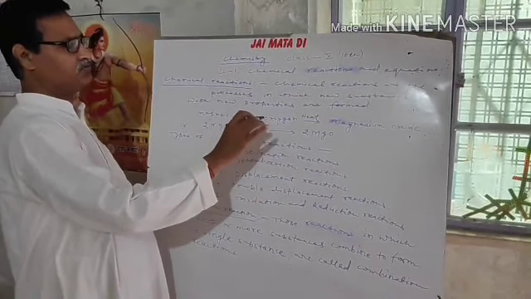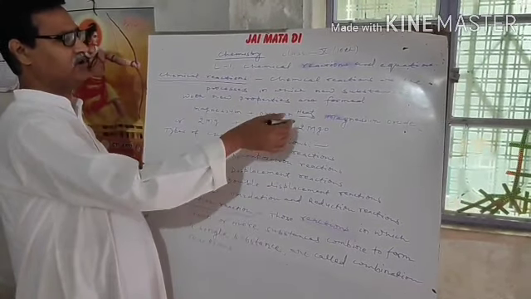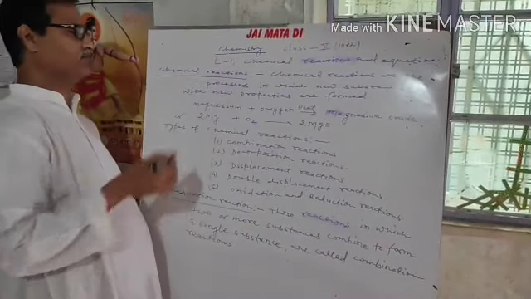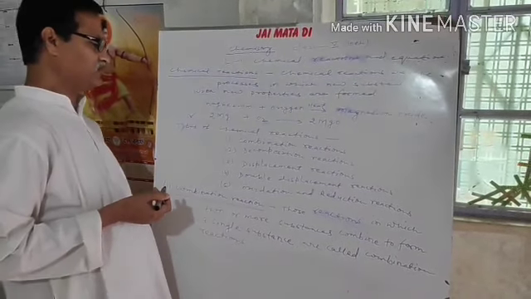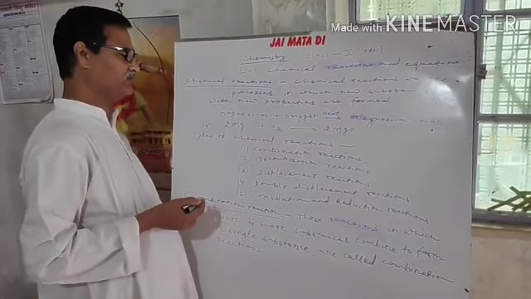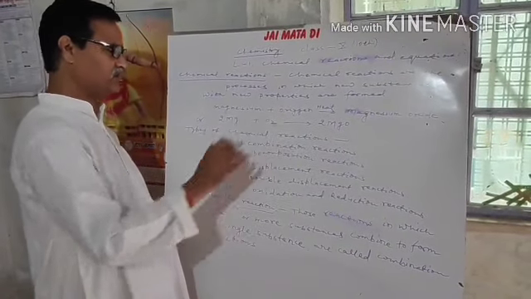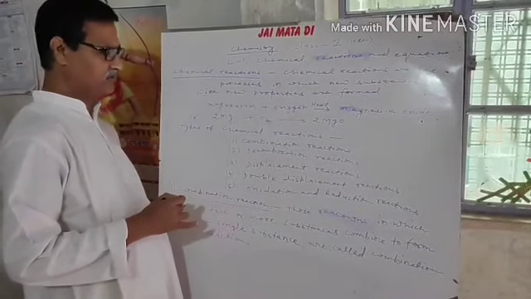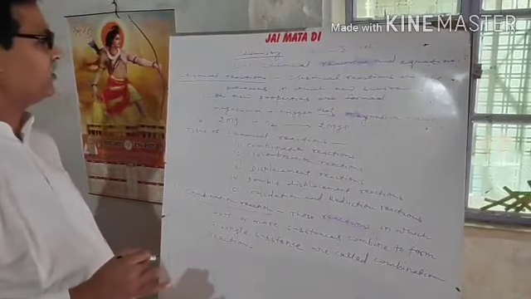2Mg plus O2 gives 2MgO. Here Mg is magnesium, O2 means oxygen, and MgO means magnesium oxide. There are different types of chemical reactions, but I will explain some important ones such as combination reactions, decomposition reactions, displacement reactions, double displacement reactions, oxidation and reduction reactions.